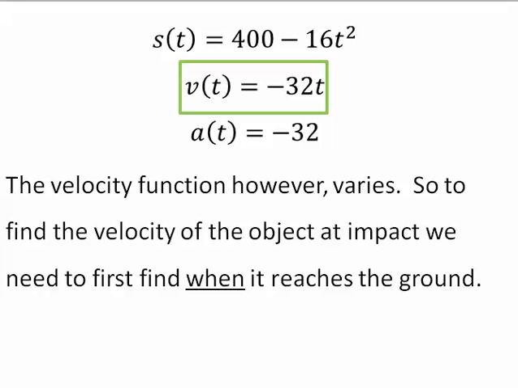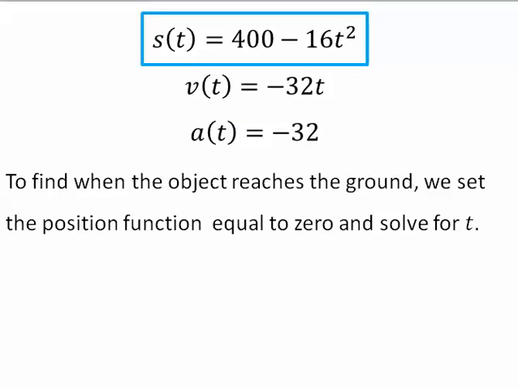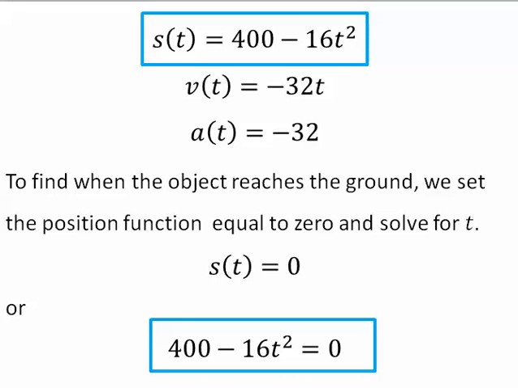The velocity function, however, varies over time. So to find the velocity of the object at impact, we need to first find when is impact. To find when the object reaches the ground, we set the position function equal to 0 and solve for t. If s of t equals 0, that means that 400 minus 16t squared equals 0.